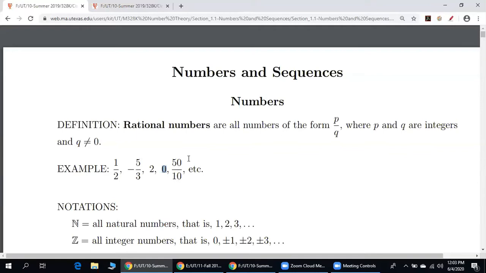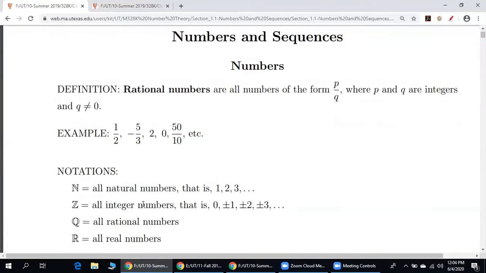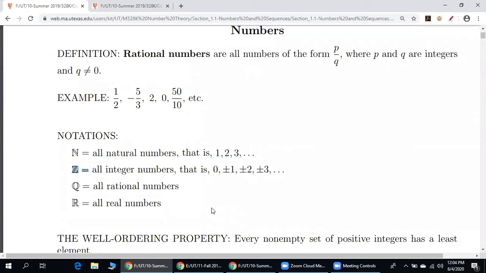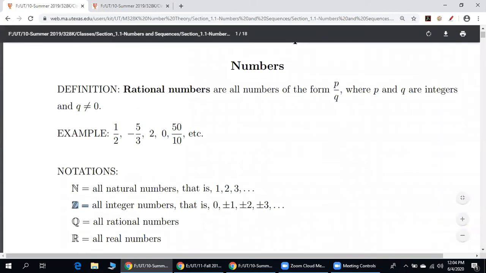50/10, and so on. Notations. By N, we denote all natural numbers, that is, positive integers, 1, 2, 3, and so on. Z, all integer numbers, 0, plus minus 1, plus minus 2, and so on. Q, our rational numbers, are all real numbers. Folks, any questions before we continue?